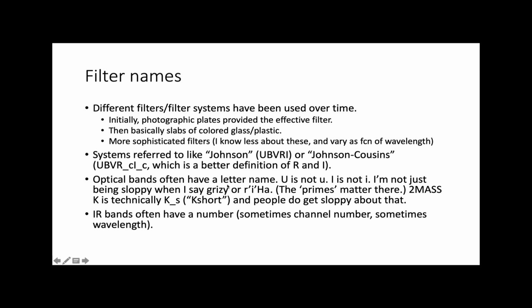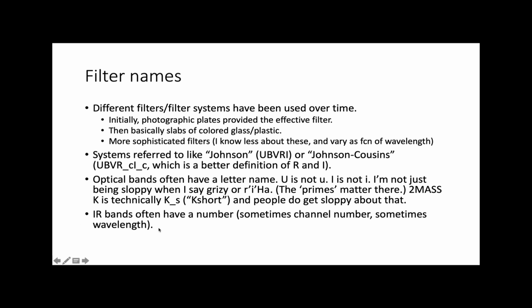Optical bands most often have a letter name. So when you write capital U, it's not the same thing as little u. Capital I is not the same as little i. It's not just me being sloppy. When I talk about grizy or ugriz filters, those are really the names. You can also sometimes have primes. So r prime, i prime means kind of like Sloan r and kind of like Sloan i, but really not. And H alpha is a narrowband filter. So grizy is Pan-STARRS, r, i, H alpha is INT-WFC, ugriz is Sloan, and 2MASS K is technically K-short, but people do get sloppy about that. Sometimes they just say K without the subscript.